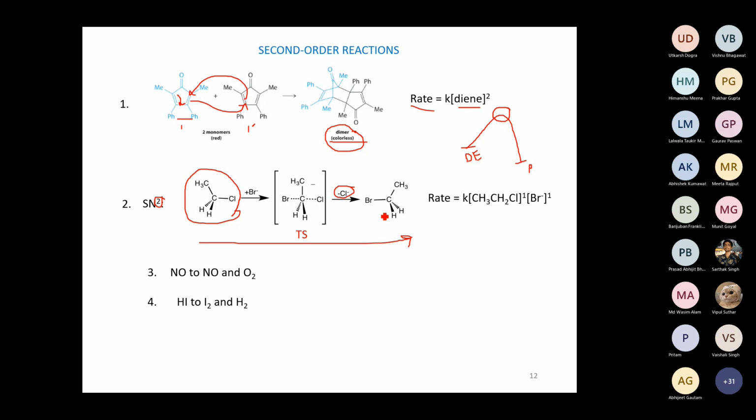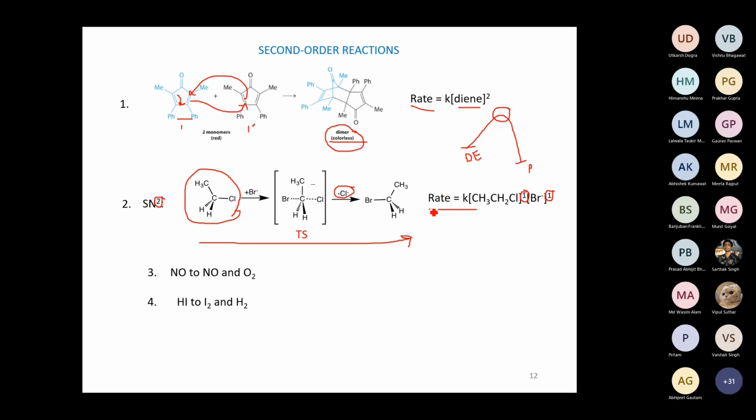Unlike the SN1 type of reaction, where water was there and the carbocation is the intermediate, and only the starting material, like bromide or chloride, is involved in the rate determining step, here the rate law is telling something different. The rate is first order with respect to ethyl chloride, and there is another reagent, the bromide. It is also first order with respect to the bromide.